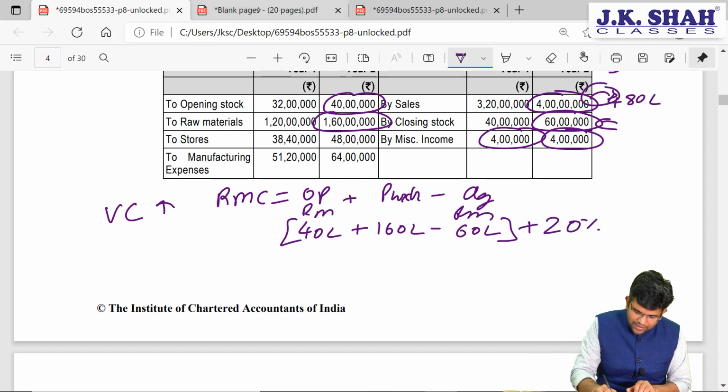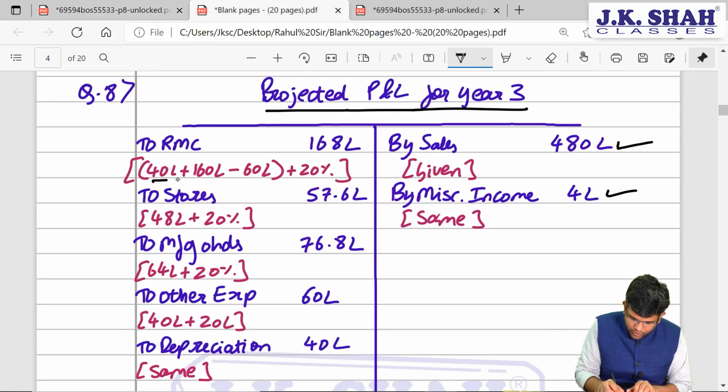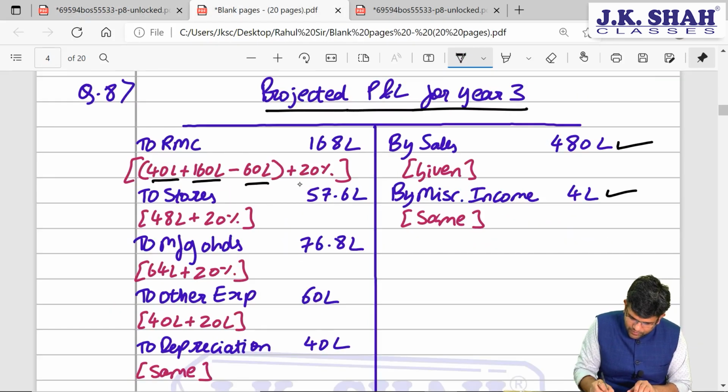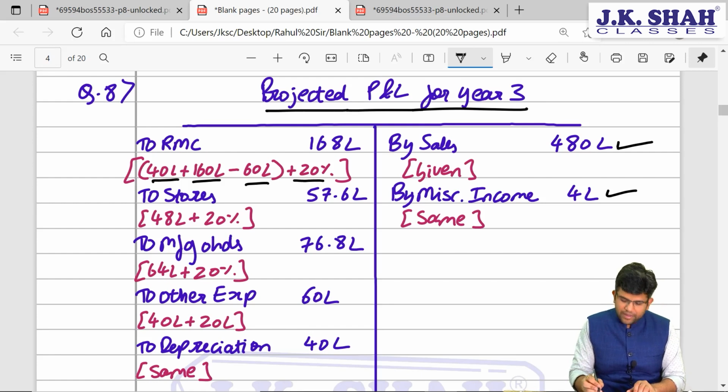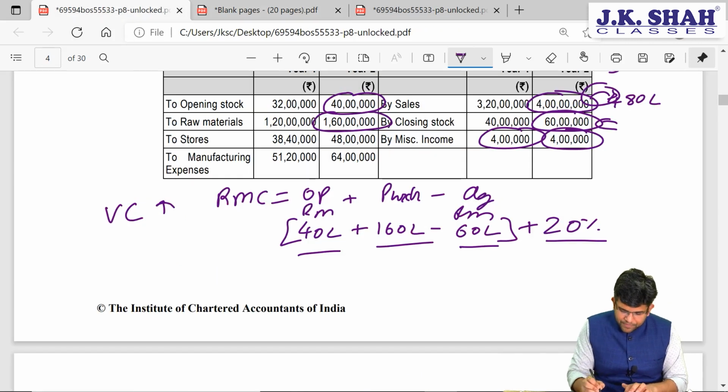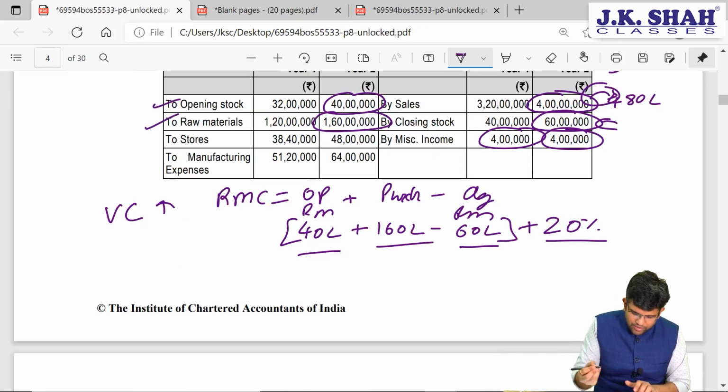So children, I will take you to the P&L. Did you understand this? 40 lakhs, correct, plus 160 lakhs minus 60 lakhs plus 20% will give you raw material consumed as 168 lakhs. Everybody clear? For year 3 projected. Then opening raw material, closing stock all done, sales done, miscellaneous income done.